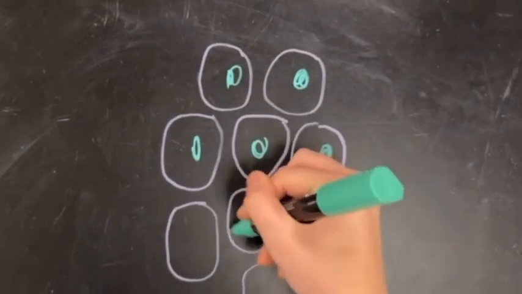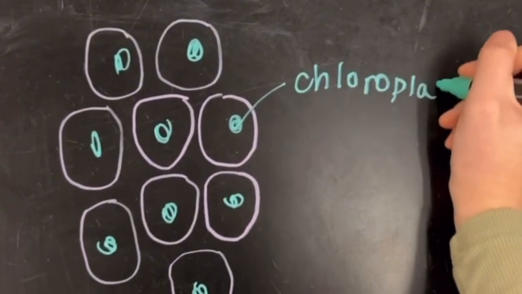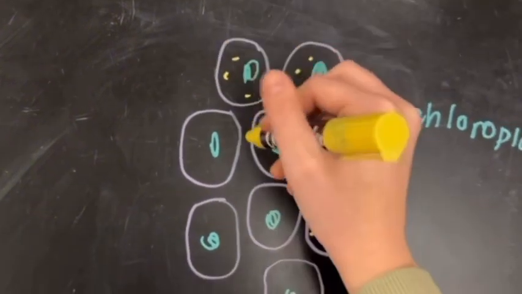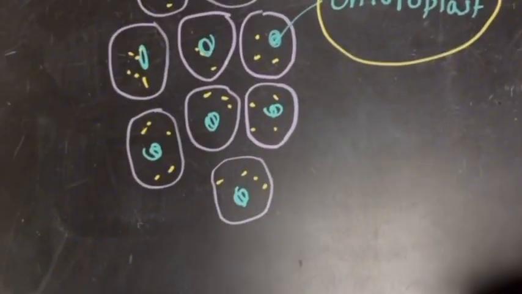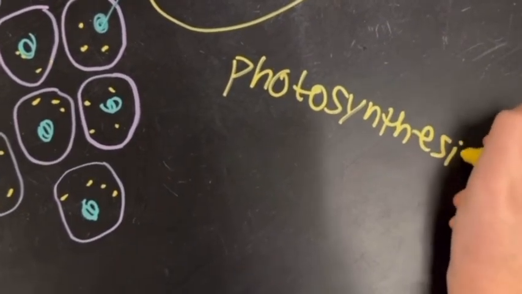These are cells, plant cells, and each one contains at least one chloroplast. Each cell has a bunch of other organelles too, but for photosynthesis, the chloroplast is by far the most important. Chloroplasts are the site of photosynthesis, which looks something like this.